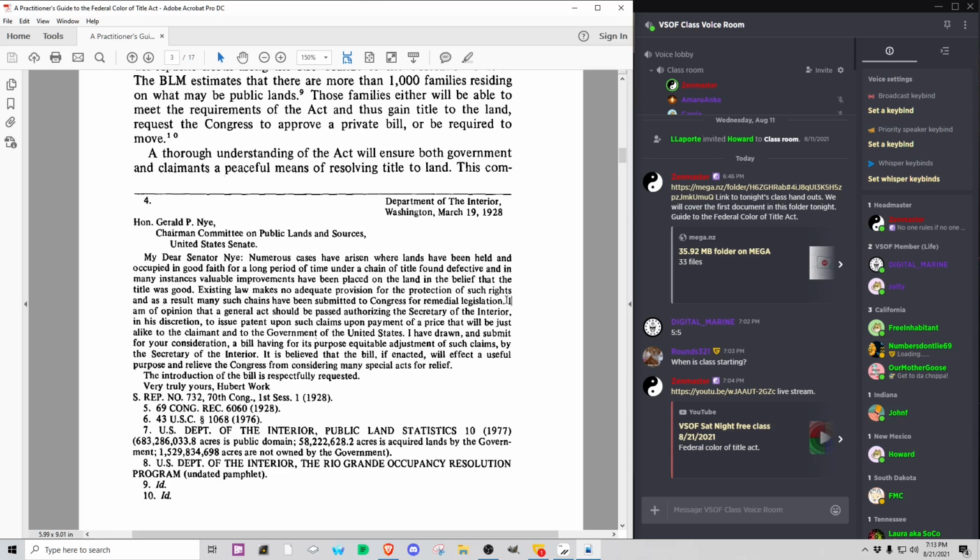And as a result, many such claims have been submitted to Congress for remedial legislation. That's the private bills that I was just speaking of above. I am of opinion that a general act should be passed authorizing the Secretary of the Interior in his discretion to issue patent upon such claims upon payment of a price that will be just alike to the claimant and to the government of the United States.